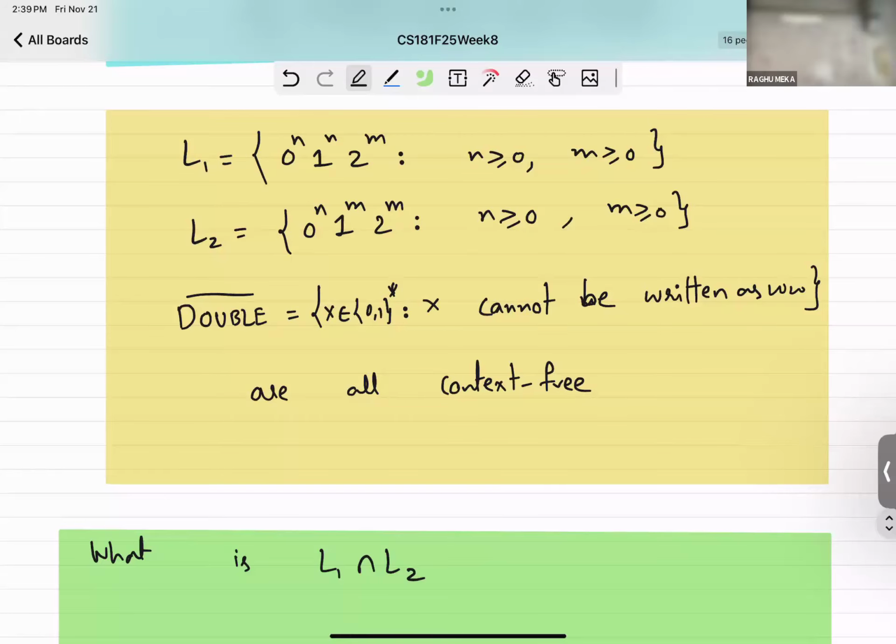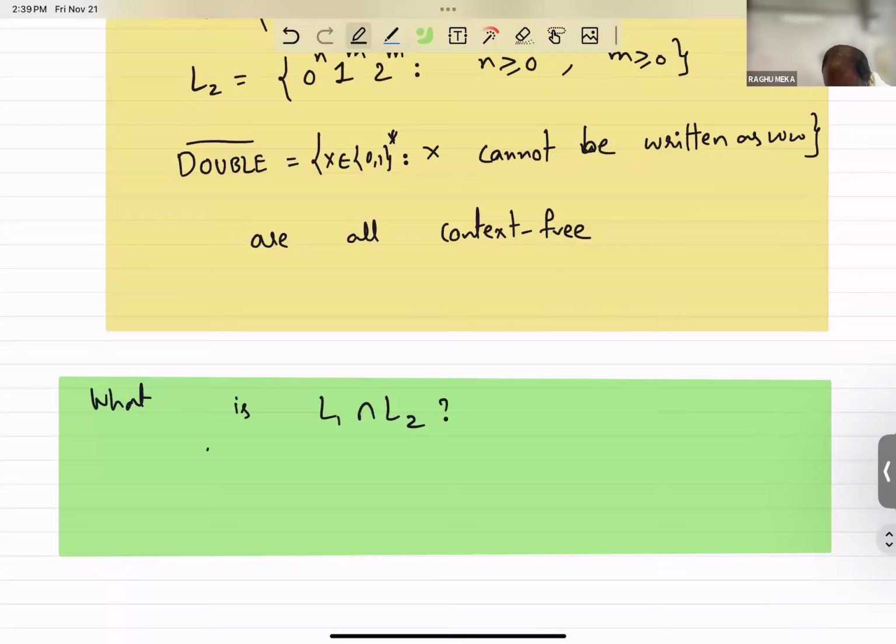They're all the same, right? I mean, this is a property of equality. Basically, the number of zeros is the same as the number of ones, the number of ones is the same as the number of twos. All three should be the same. Okay?